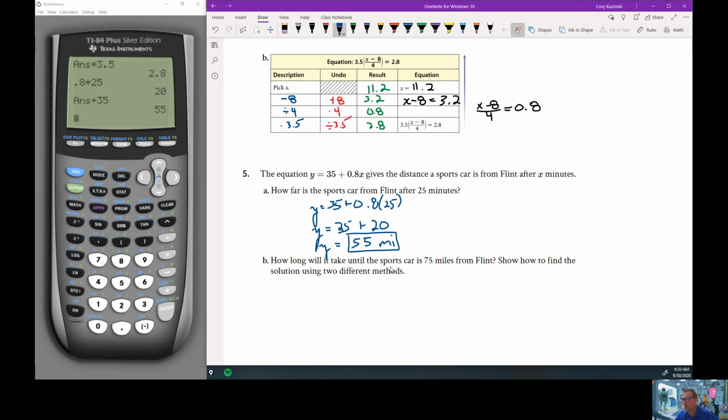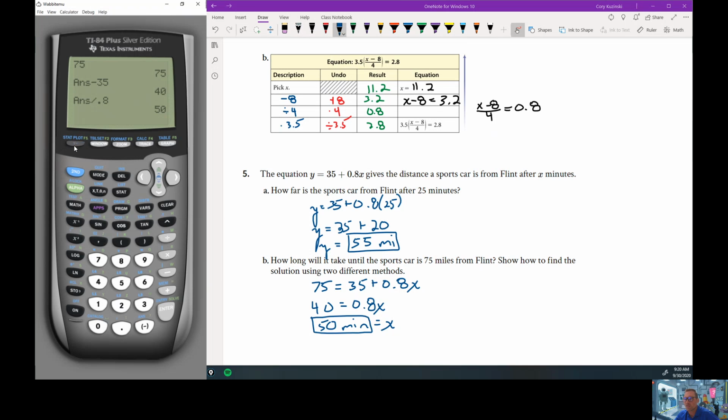And then we'll do how long will it take until the sports car is 75 miles from Flint. So we're going to do 75, that's our output now, equals 35 plus 0.8x. So to undo this, we would take that 75 and we would subtract 35 from it, which gives us 40. So 40 equals 0.8x. And then to undo that, multiplying by 0.8, we would divide by 0.8, which gives us 50. So 50 minutes equals x.